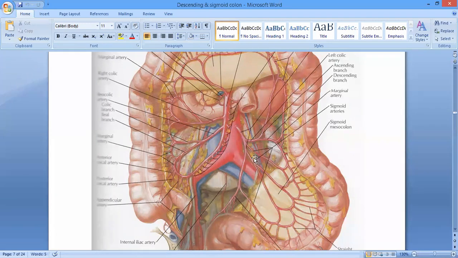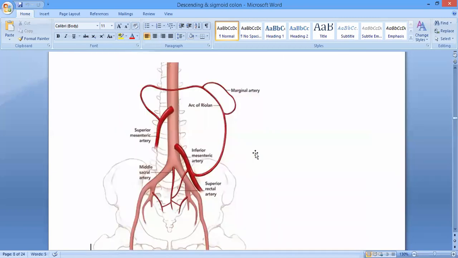ठीक है जी, ये आप देख रहे हैं, 1 2 ये, ठीक है. So it is going to give these 2 or 3 sigmoid arteries, and these sigmoid arteries are going to supply the lower part of the descending colon and the sigmoid colon, right ji? So it means that the descending colon is receiving its blood supply in its upper part from the ascending and descending branches of the left colic artery, and in the lower part, which is continuous with the sigmoid colon, it is going to get its blood supply from the sigmoid arteries, right? Both these arteries are branches of the inferior mesenteric artery. Any problem, ji? Is it clear, bache?